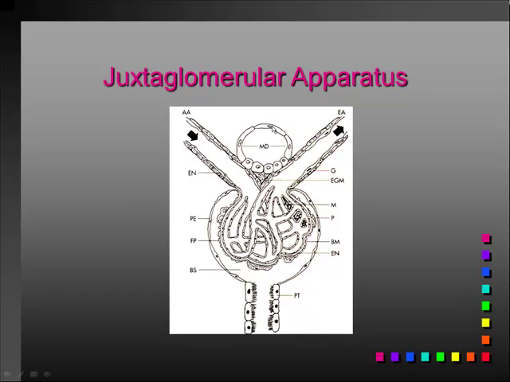Three basic cell types I want you to know for the JGA. So the JGA consists of what? And you should just list three cells. One, these macula densa cells, MD. These are specialized cells in the tubule of the thick ascending limb, macula densa. They sense things in the urinary fluid. We'll talk about that later. So the macula densa is one section.